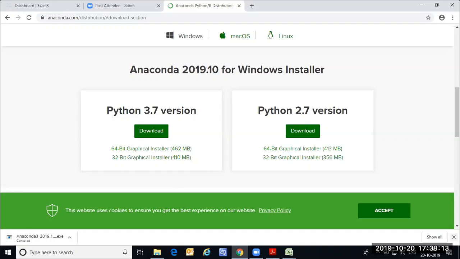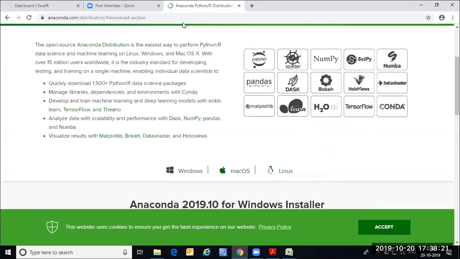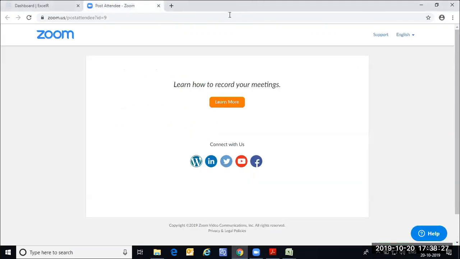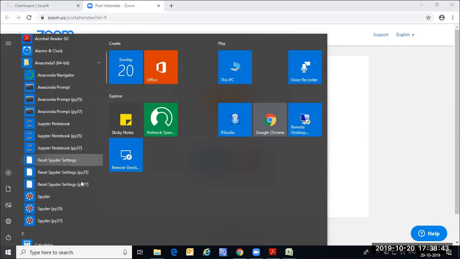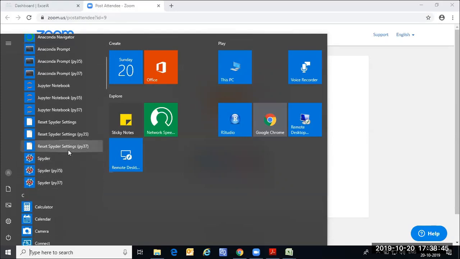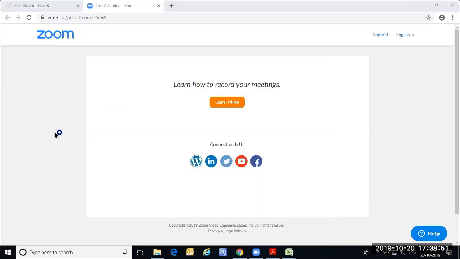The installation wizard is pretty straightforward and very user-friendly. So once you are done with that installation of Anaconda, we'll see something like this. Anaconda 3, 64-bit. If you open, you will see all these IDEs, but first open the Anaconda Navigator.